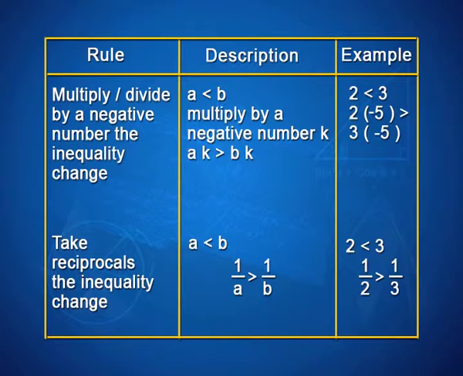The fourth rule states, if we take reciprocals on both sides, the inequality again reverses. So, if A is less than B, then 1 by A would be greater than 1 by B. For example, if 2 is less than 3, then 1 by 2 is greater than 1 by 3. The same rules would apply for the greater than inequality also, and the greater than or equal to or less than or equal to inequality as well.